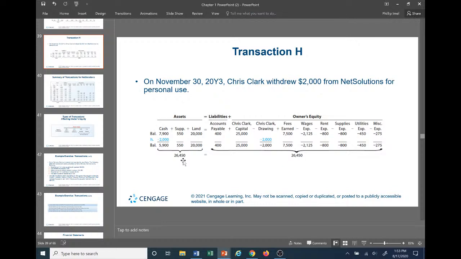So remember, the money Chris Clark originally put in was counted as owner's equity. If he put the money in, it increased owner's equity. If he pulls it out, therefore it's going to decrease owner's equity. So that drawing that Chris Clark made reduces the cash account by $2,000, which reduces our overall assets by $2,000, while at the same time, it's going to reduce owner's equity by $2,000. So it's going to reduce it, therefore keeping our accounting equation, assets equals liabilities plus owner's equity, intact at $26,450.